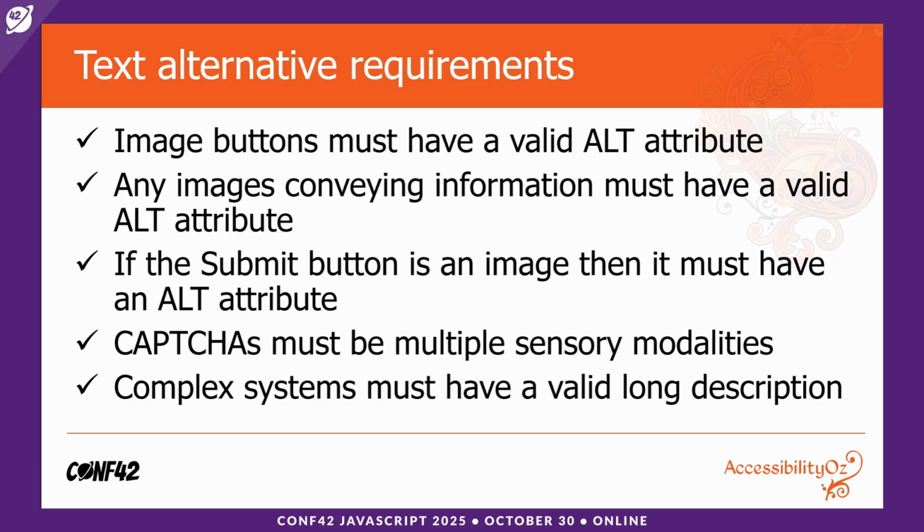So basically, the text alternative requirements are image buttons must have a valid alt attribute. Any images conveying information must have a valid alt attribute. If the submit button is an image, then it must have an alt attribute. CAPTCHAs shouldn't be used. If they are, you need to have multiple sensory modalities. And complex systems must have a long description.